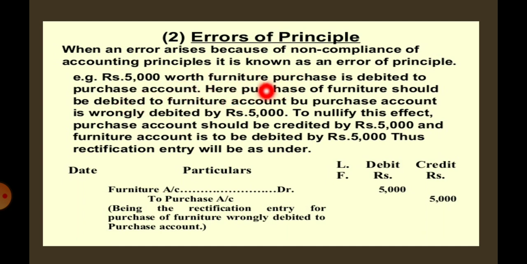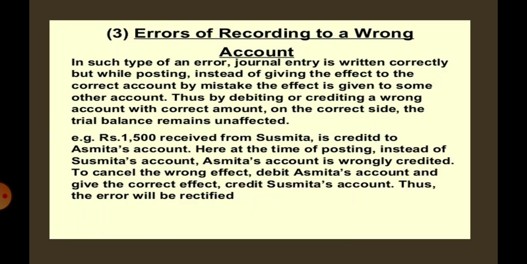It is a furniture account, an asset account. The purchase of furniture should be debited to the furniture account, but it is wrongly debited to the purchase account. To nullify this effect, the purchase account should be credited, and the furniture account is to be debited by 5,000. Thus, the rectification entry will be: furniture account debit to purchase account.